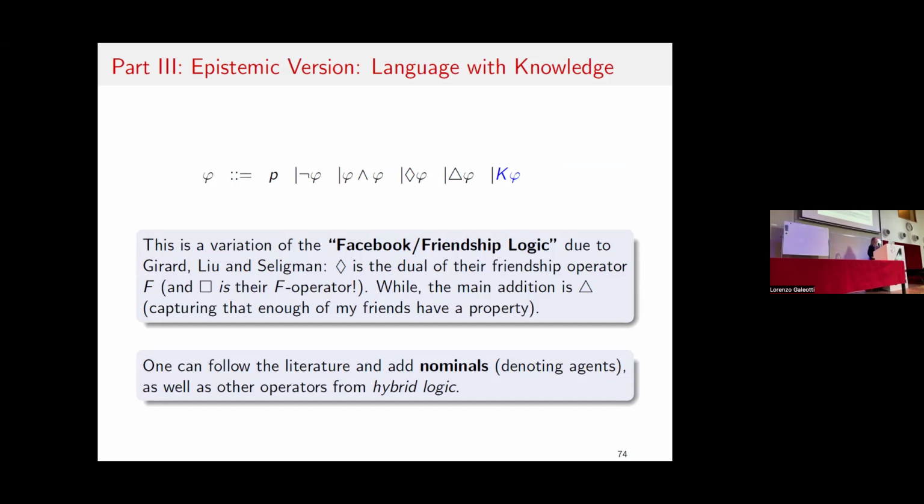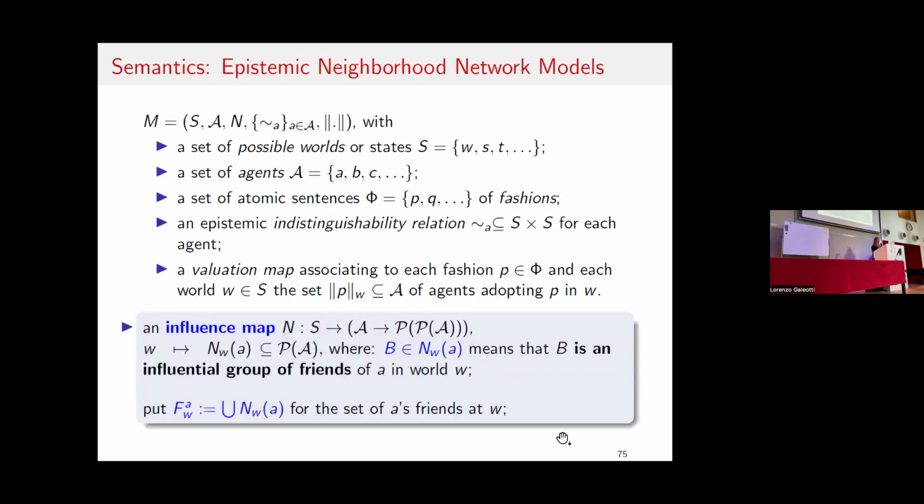So now let's add a knowledge modality to this language. So this is the language that I had from before, classical negation, classical conjunction. I can talk about some friend has property phi, enough of my friends have property phi, and now I add that agents know something about property phi. This is a variation of some work that was done in the literature by Patrick Girard, Fenrong Liu, and Jeremy Seligman. So they have some of the initial papers on it. One is called the Facebook friendship logic, where in their setting, they actually have a hybrid logic setting where they use nominals to have very specific expressive power in the language to talk about the agents themselves.